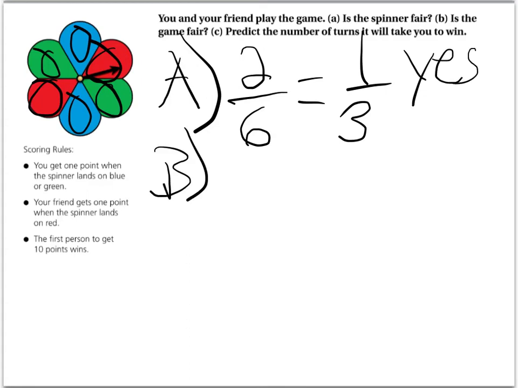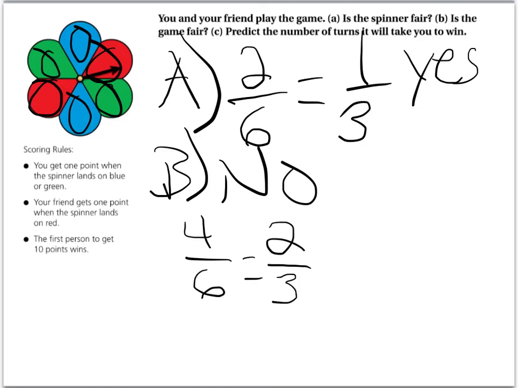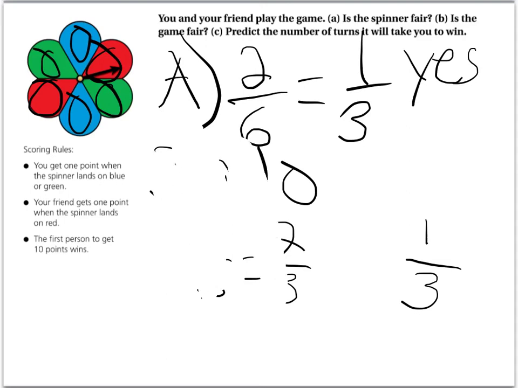However, B says, is the game fair? No, the game's not fair, because you basically have 4 out of the 6, which is 2/3 of the colors, where your friend, Wade, only gets 1 out of 3, because that would be the 2 out of the 6. So, no, the game is definitely not fair. Let me erase some of this and get to C.